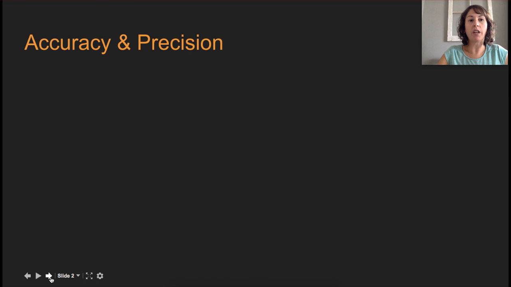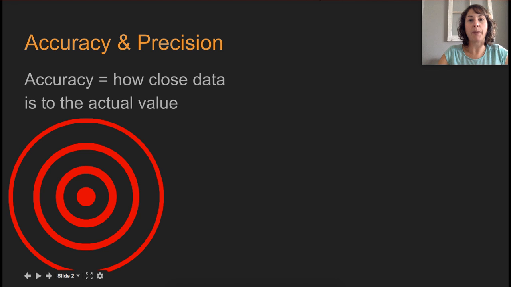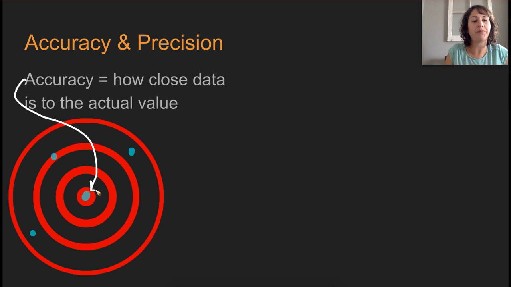So the first thing we want to talk about is accuracy and precision. Accuracy is how close our data is to the actual value. If we think about this from a target perspective, we want to be close to the actual value. If the center is the best value, the closest to the actual value, then a mark right here would be very accurate. But other marks that landed out here wouldn't be accurate. They're farther away. So that center one is the one that is accurate.